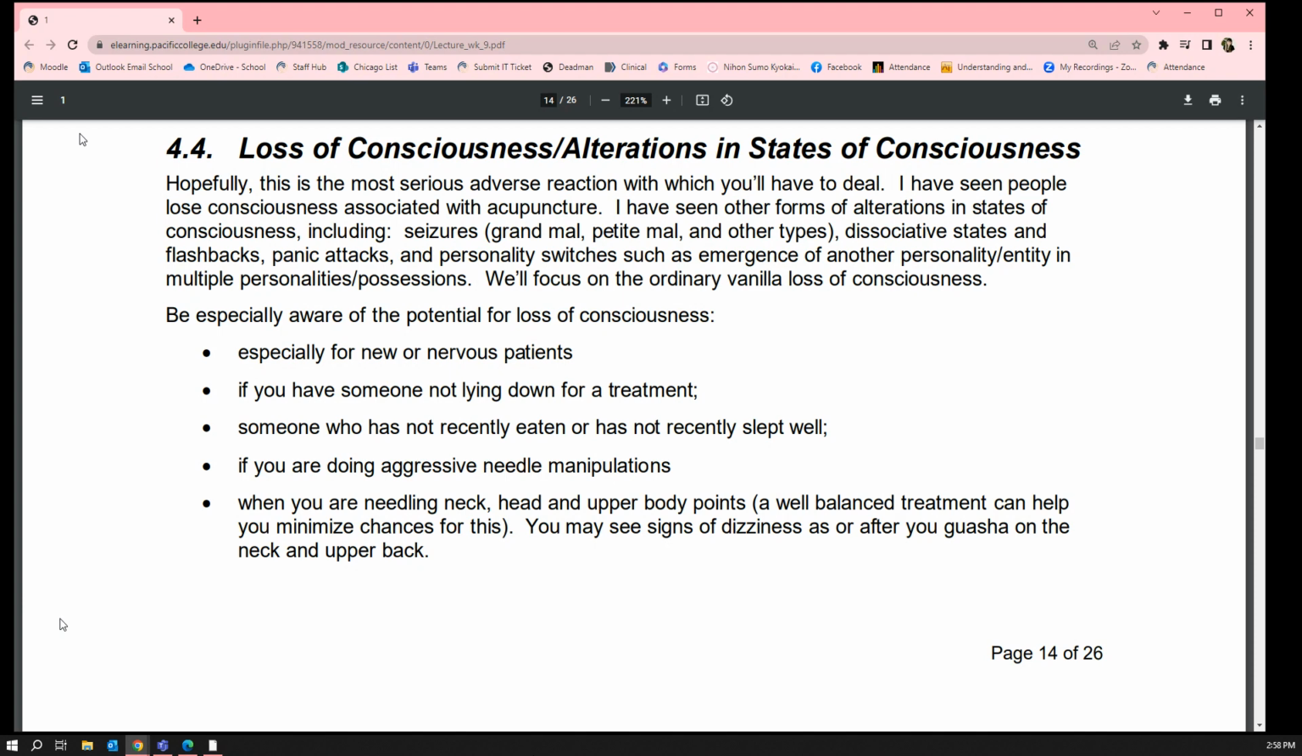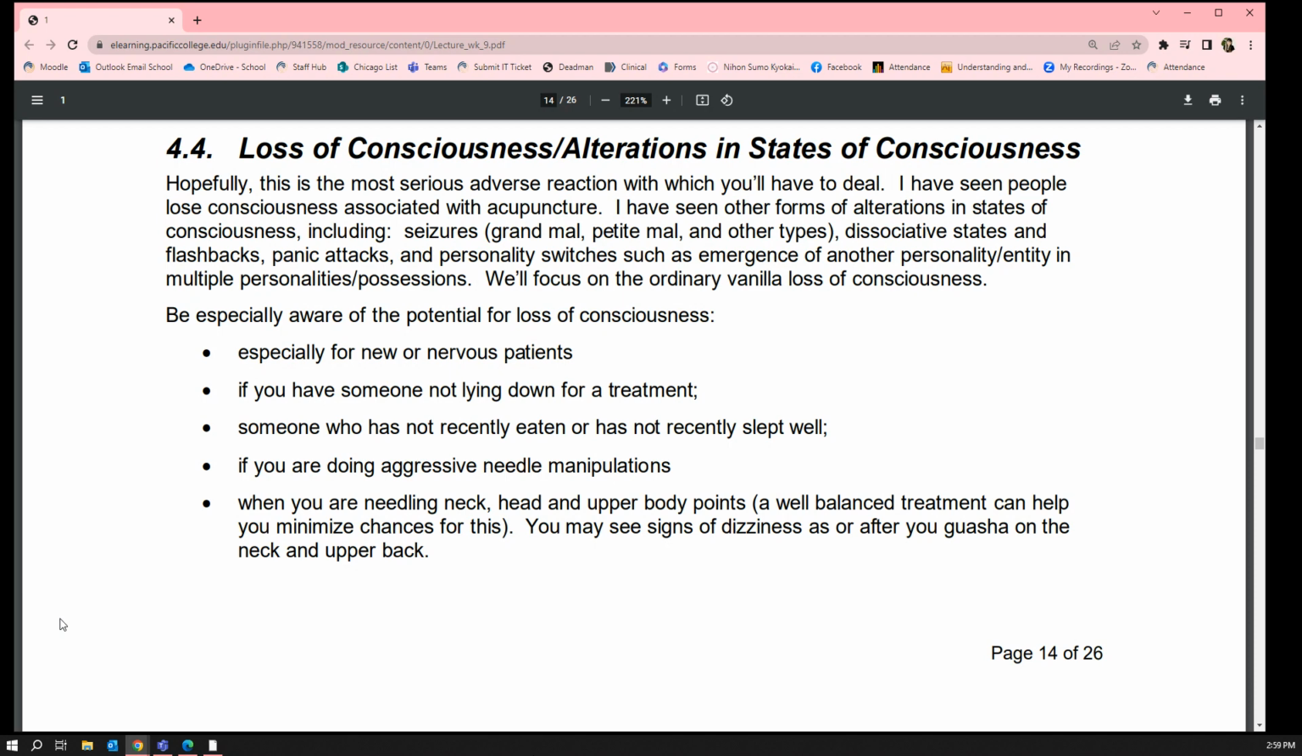All right, next one, loss of consciousness, alterations in states of consciousness. Now, ideally, this is the most serious adverse reaction with which you have to deal. As far as alterations in state of consciousness, these don't necessarily have to be a big deal. Somebody might fall asleep, or somebody might have a dissociative state for a moment, right? They might have an out-of-body experience. That is something that happens to some people. As long as we can get the person to come back to us, right? If you can wake the person up and have them give consent to things, right? We want to make sure that we can still get consent.